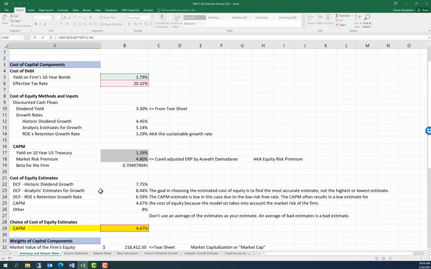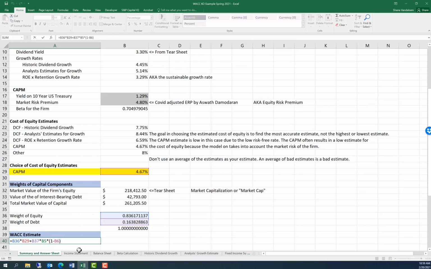in the capital structure, multiplied by the cost of debt, estimated using the yield on the firm's 10-year bonds, multiplied by 1 minus the tax rate to give us the after-tax cost of debt. And that, taken together, is our weighted average cost of capital for the firm.